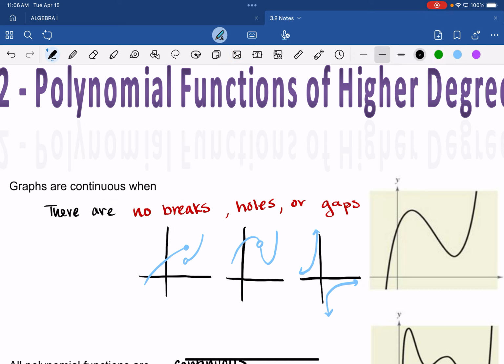Okay, so, like I said, we're talking about polynomials. The first thing we're talking about is whether it's continuous. It's continuous if none of the following things occur. And I drew you little pictures underneath for each.